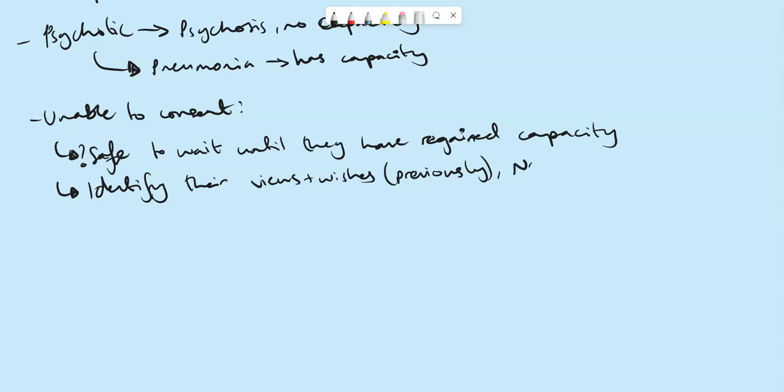Also discuss it with the next of kin. So next of kin would be someone who, if the person doesn't have capacity, is the closest person to them that we can discuss the situation with. So usually it'll be a family member.